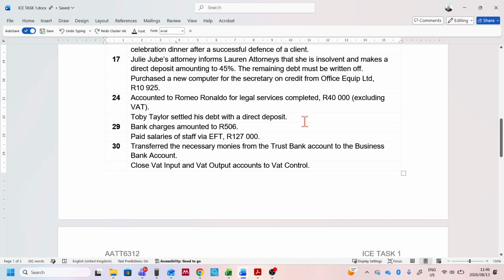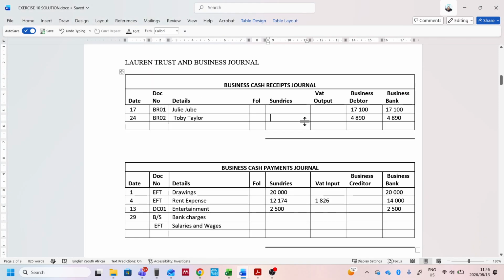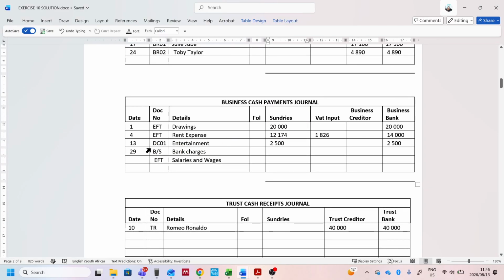Okay, bank charges amount to 506. So bank charges will come here, indicate on the 29th. Is it 29? On the 29th. The reason I wrote BS, I'm going to explain. This is something we're going to cover in Learning Unit 2. You will not be aware of the total bank charges until you receive your bank statement.